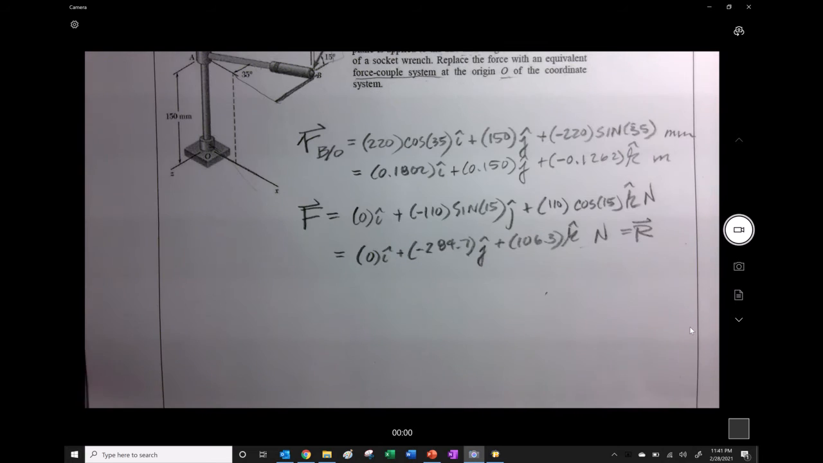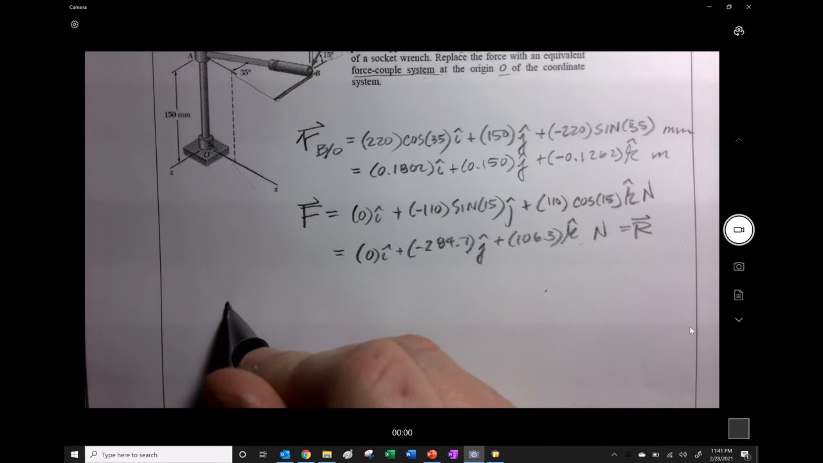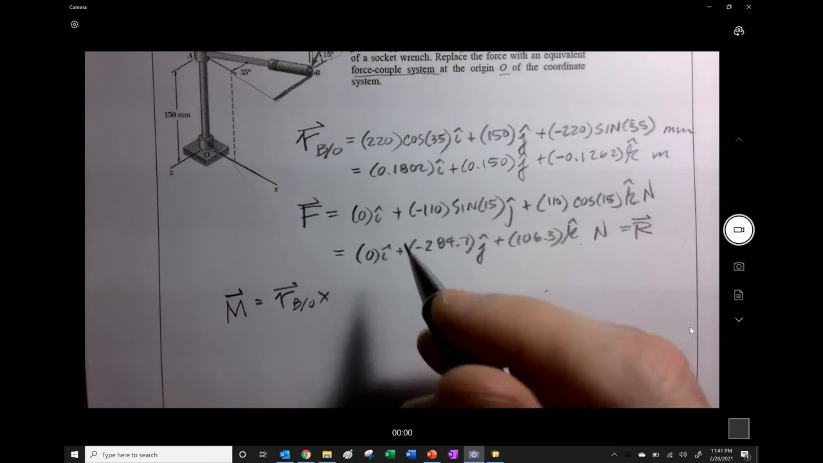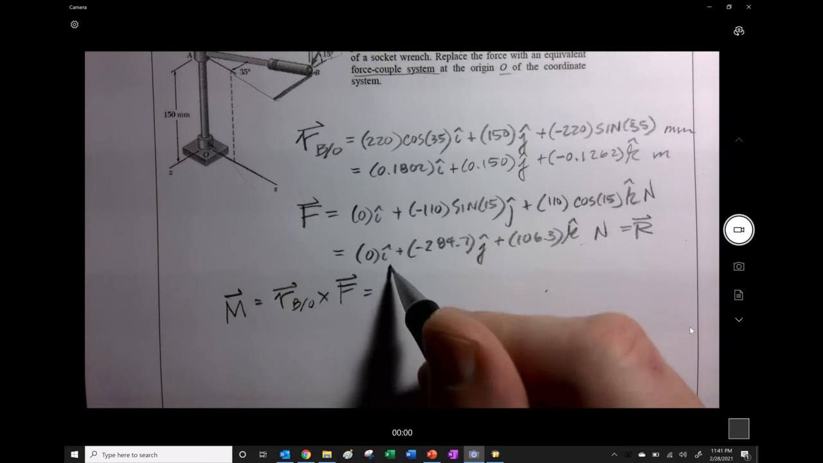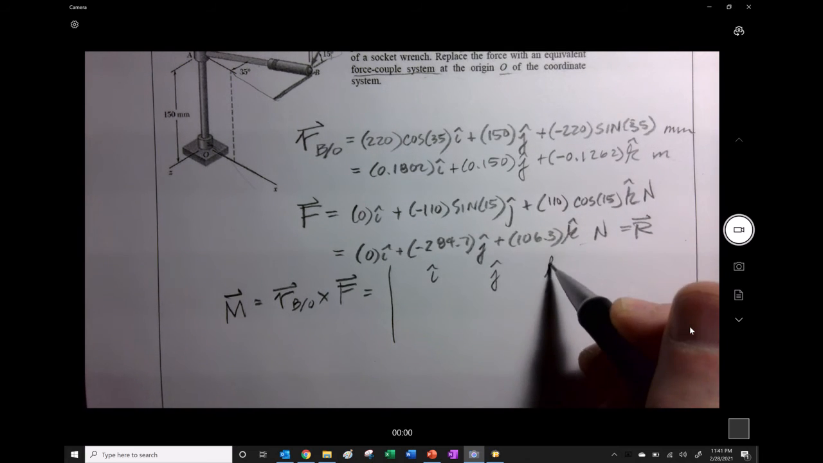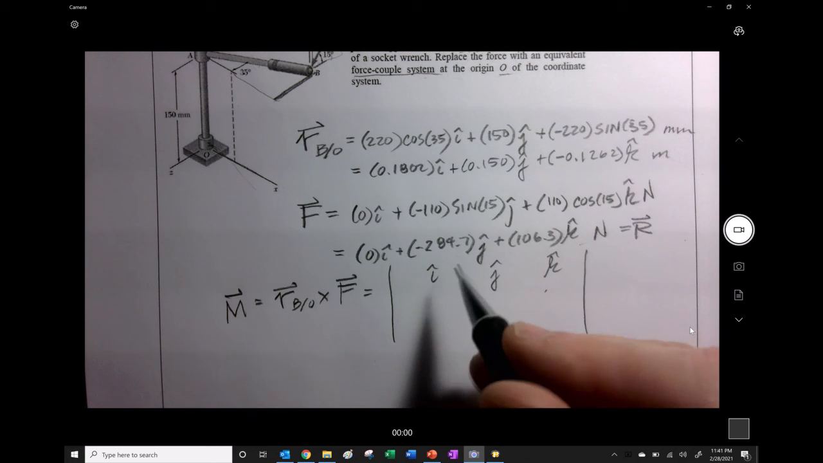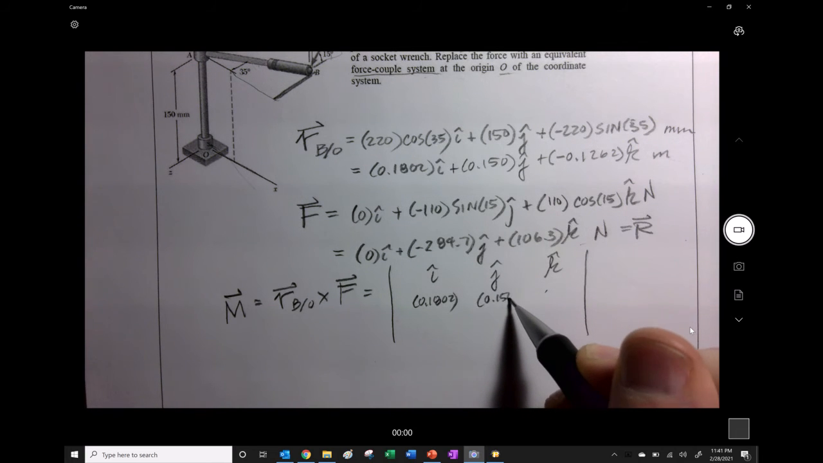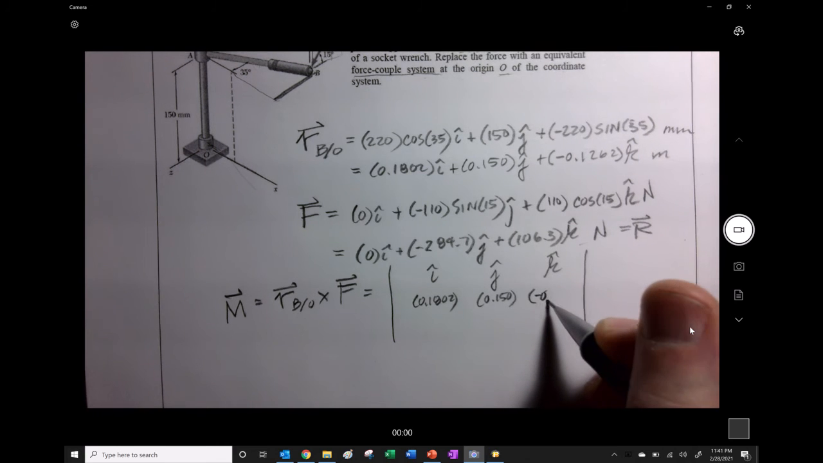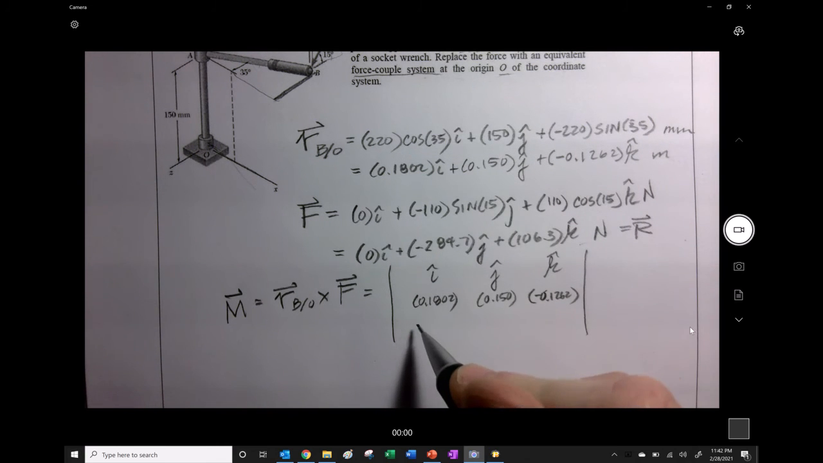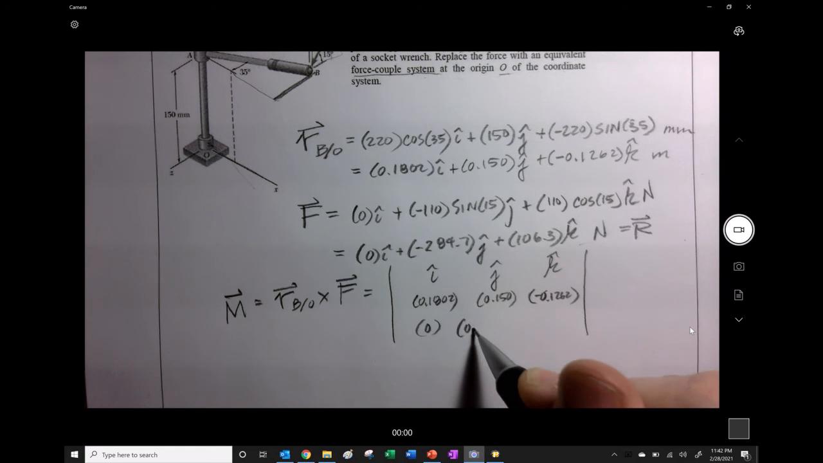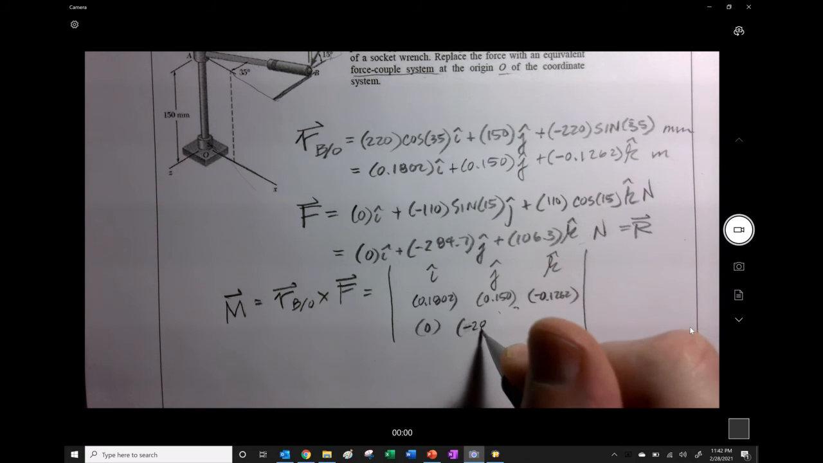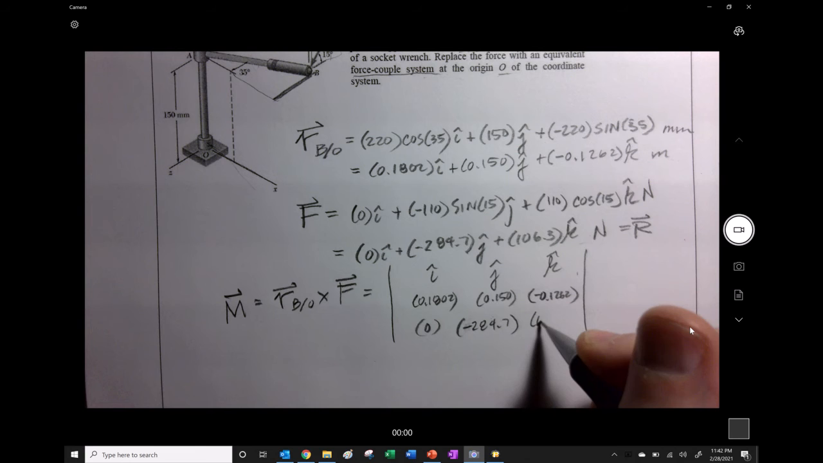The equivalent force system is a pretty simple, straightforward one. When we get the moment, we just take R_B/O and cross it with that force. You should be pretty good at this by now. You must have done it a bunch of times, hopefully. We get a lot of practice. You're like a cross product whiz right now, right? You're going to be the best at it. I started to put decimal places in there: negative 284.7 and 106.3.